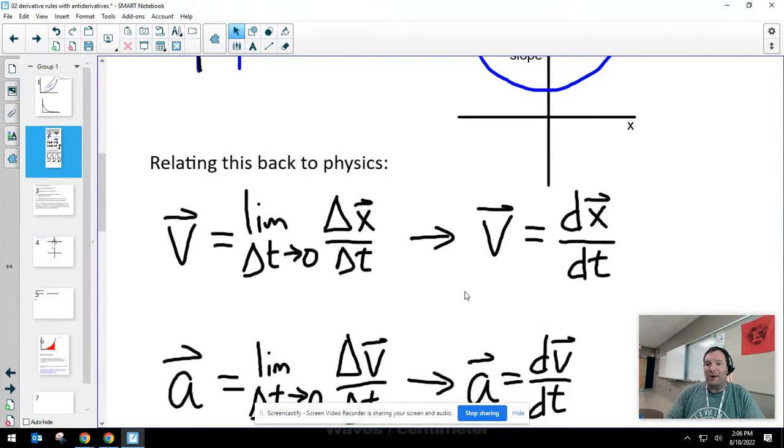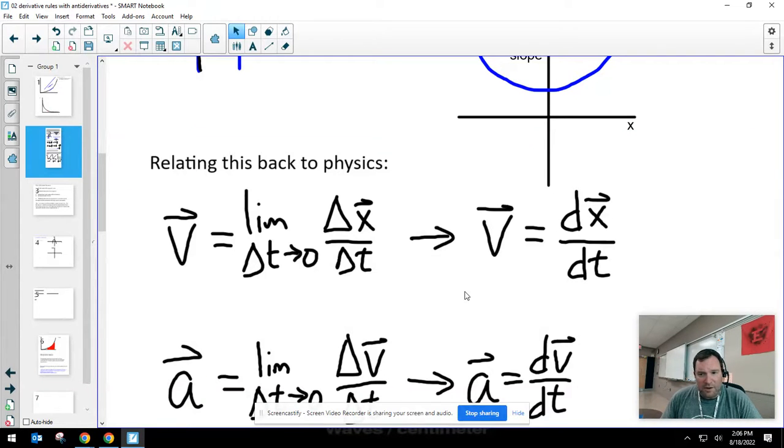So our shorthand way of writing tiny, tiny, tiny, infinitesimally small delta t's and delta x's, instead of writing the limit as delta t approaches zero of delta x divided by delta t, we just write dx over dt.